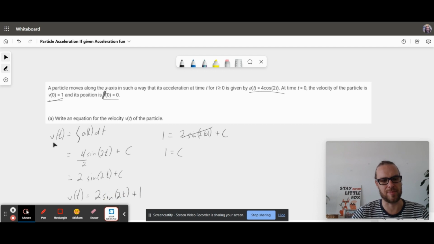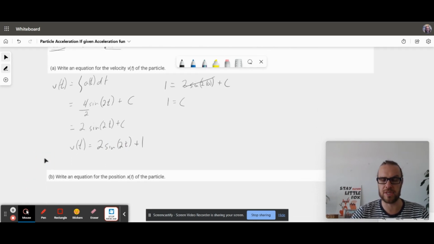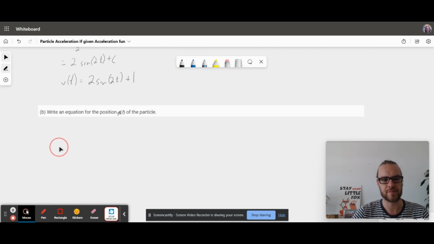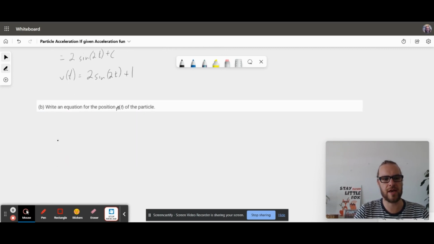You can probably guess the next part they're going to ask us for is the position, right? Usually we want to have the position, velocity, and acceleration functions. And so sure enough, you can see they're asking us for x of t, which we're going to relabel as p of t for our position. So we're going to integrate that thing that we just found. Again, p of t is really the integration of v of t.